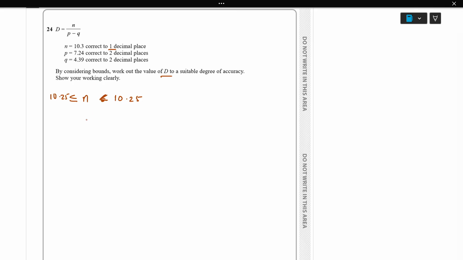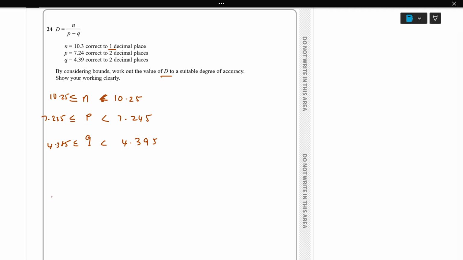Okay, next P. P is given to 2 decimal places. So the upper bound is 7.245 and the lower bound is 7.235. Next Q, also 2 decimal places, upper bound 4.395 and lower bound 4.385. So these are all the upper bounds and lower bounds.